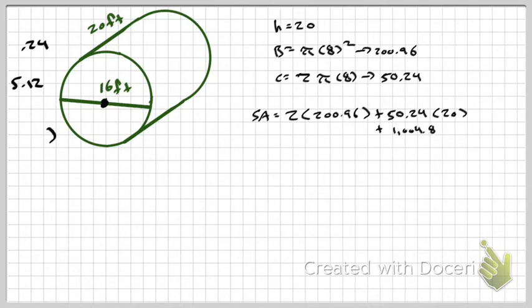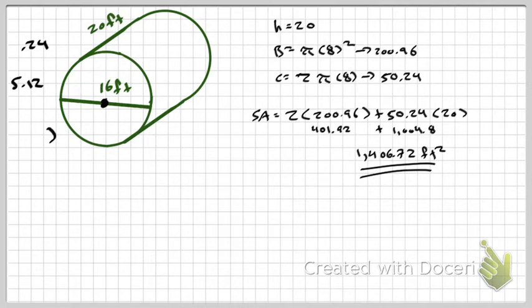50.24 times 20 is 1,004.8. And then 200.96 times 2 is 401.92. Go ahead and add these two amounts together. And I get 1,406.72 feet squared. And guys, surface area is big numbers, right? It's a lot of space being covered up. So you should most of the time be getting something pretty large as far as your answer goes.